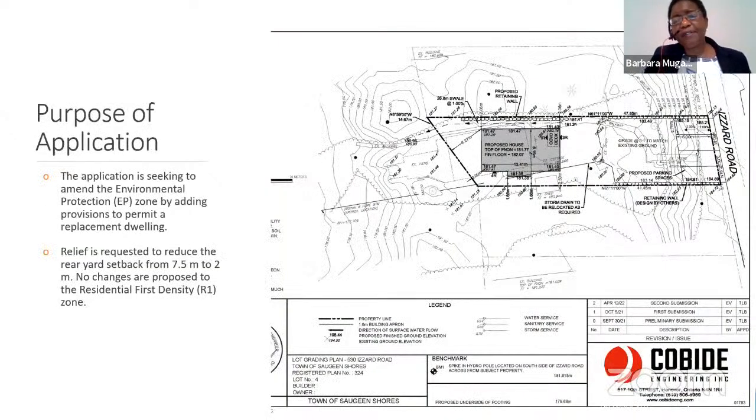The front area of the property is zoned Residential First Density, R1, but most of the property is Environmental Protection. The landowner is proposing a 4-season replacement dwelling in the Environmental Protection zone, and that zone permits existing buildings and structures, but no new buildings or structures are permitted unless they are for flood control purposes or are in accordance with the regulations of the Conservation Authority.